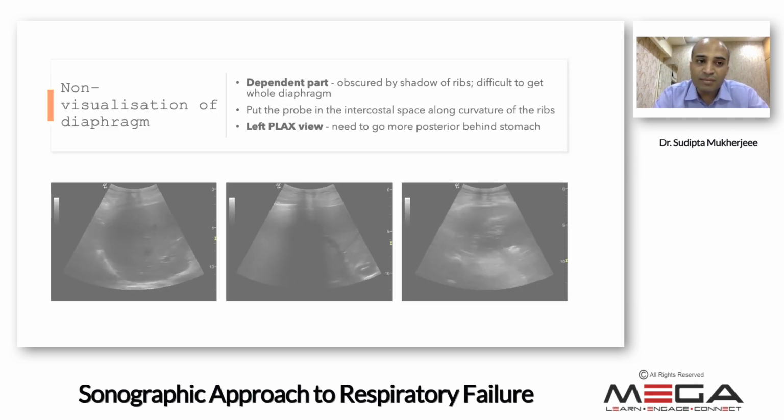But the challenge is that sometimes there will be non-visualization of the diaphragm. The diaphragm may be obscured by the rib, which is not very uncommon, and it is difficult to get the whole diaphragm. Here on the left side of the picture, you can see the whole diaphragm. But here, because of the rib shadow, somehow we are not able to get the diaphragm properly. And on the left side, because the stomach is coming here, you have to go further back. You have to go more posterior to get the picture of the diaphragm. And to avoid the rib shadow, what we have to do is put the probe in the intercostal space along the curvature of the probe. So probably in the mid-axillary line, it has to be oblique, in between two ribs, not vertical.